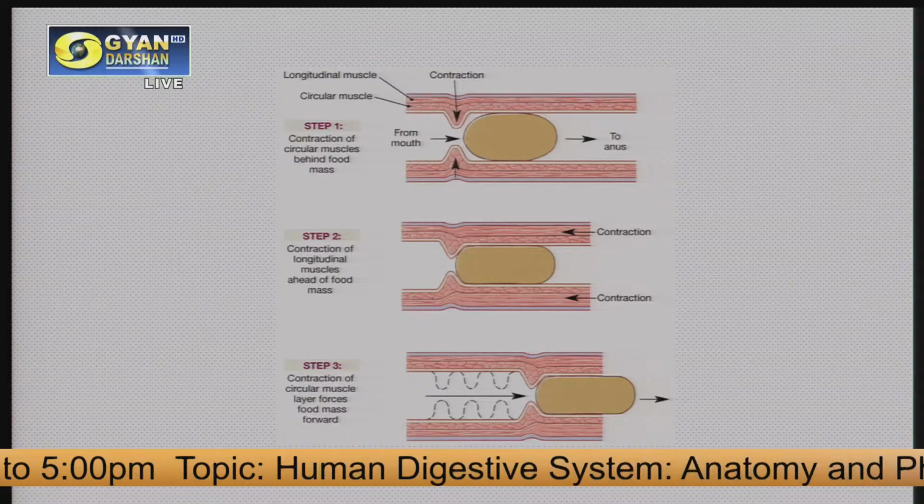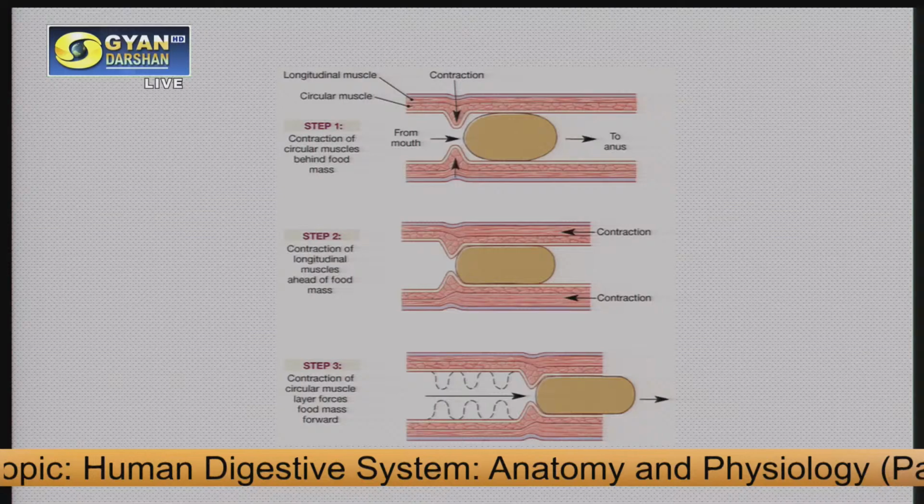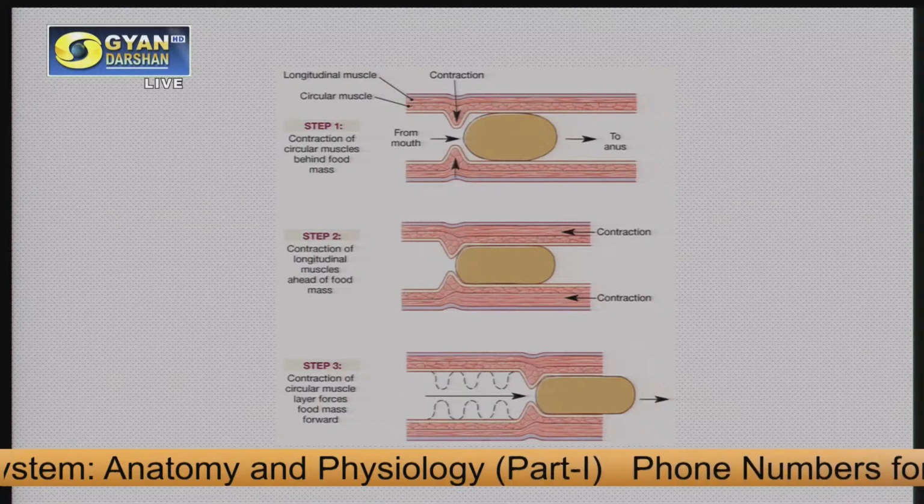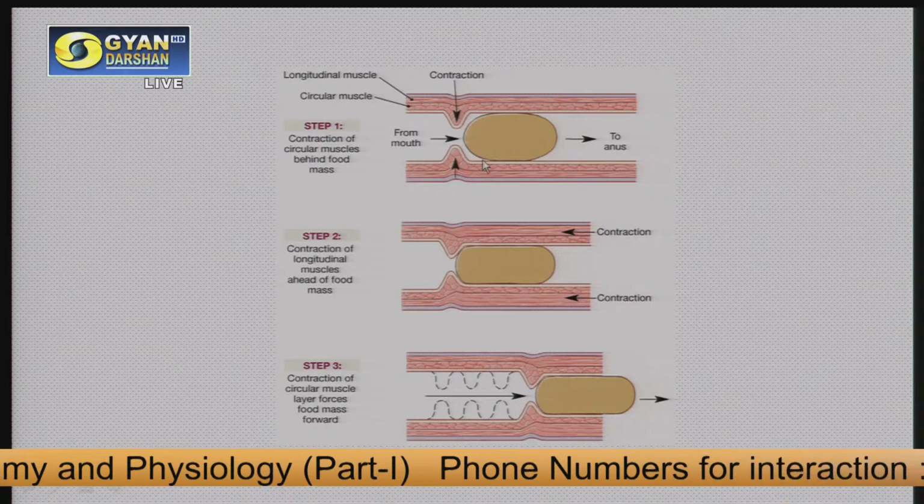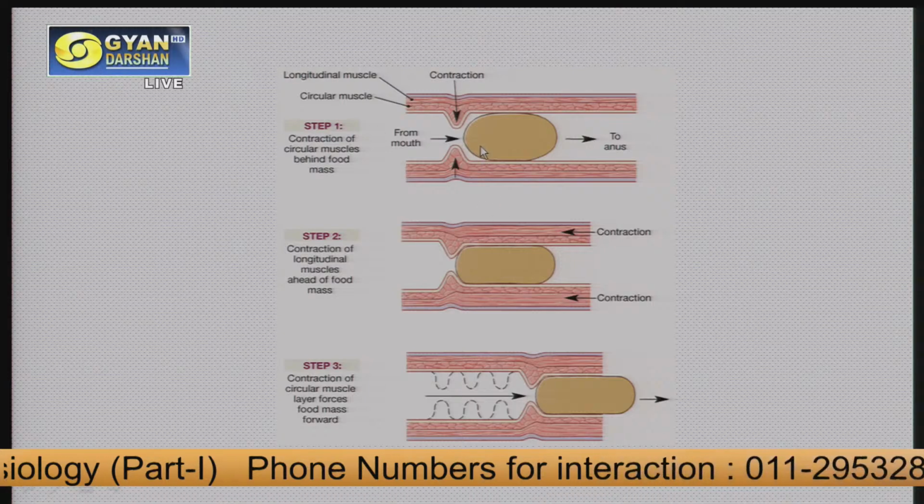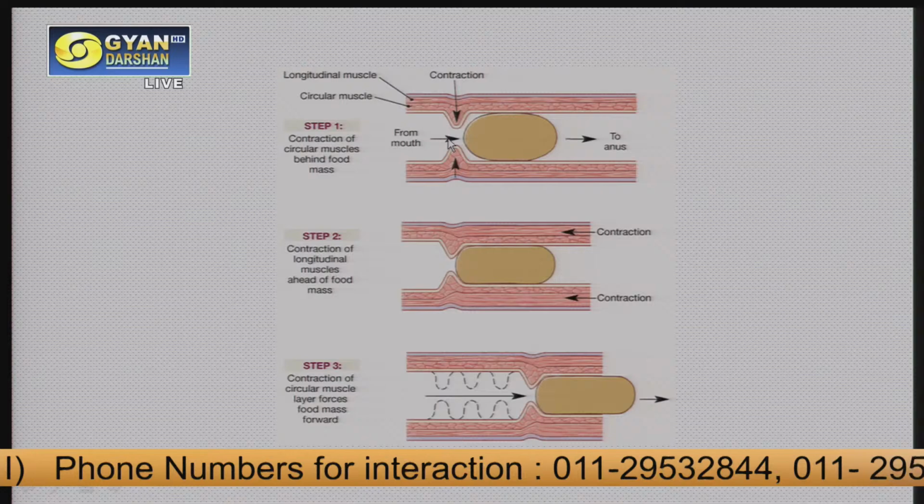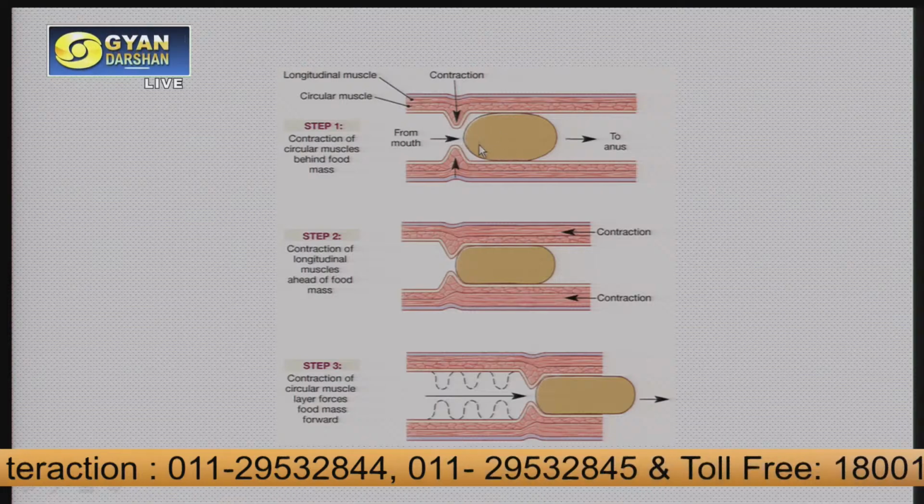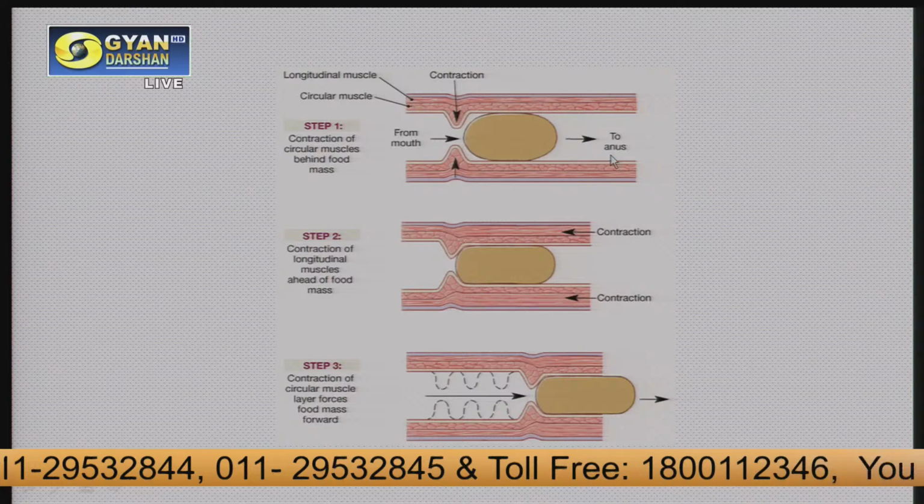Now this particular figure, again you can see there are 3 steps. First step: you can see this is the contraction of the circular muscles behind the food mass. This is from the mouth to the food mass. This is basically the contraction, and there it shows to the anus.